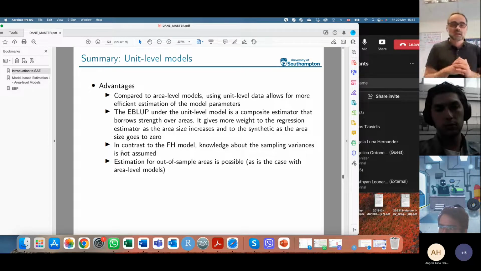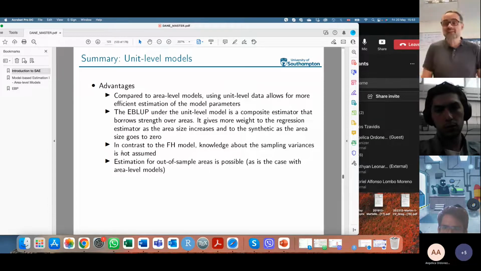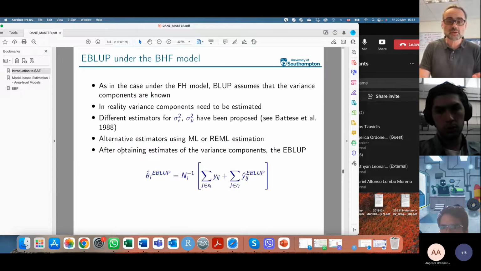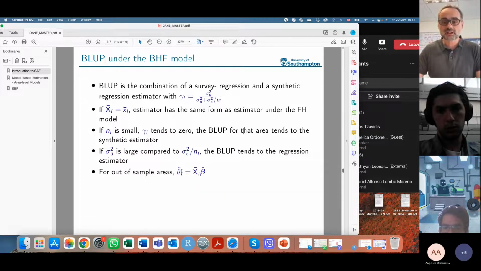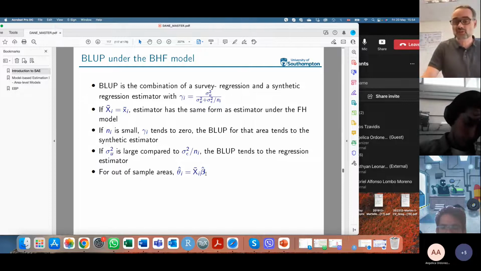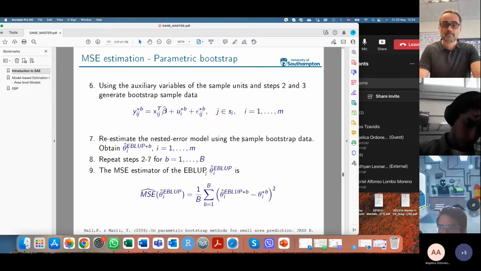Okay, and estimation of out of sample areas, those municipalities in Colombia that have 0 sample sizes, is also possible, as is the case with the area level model. So remember, you use a synthetic estimator for those areas. Let me just go back to remind you, it's this estimator here. Theta hat i is nothing more than x bar i beta hat. You don't have a u_i, because the area effect is area specific, and you cannot estimate it for areas where you have 0 sample sizes.